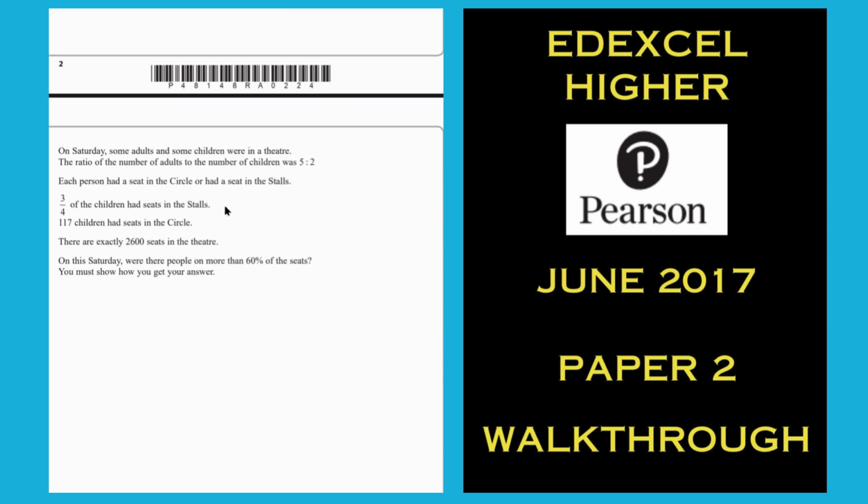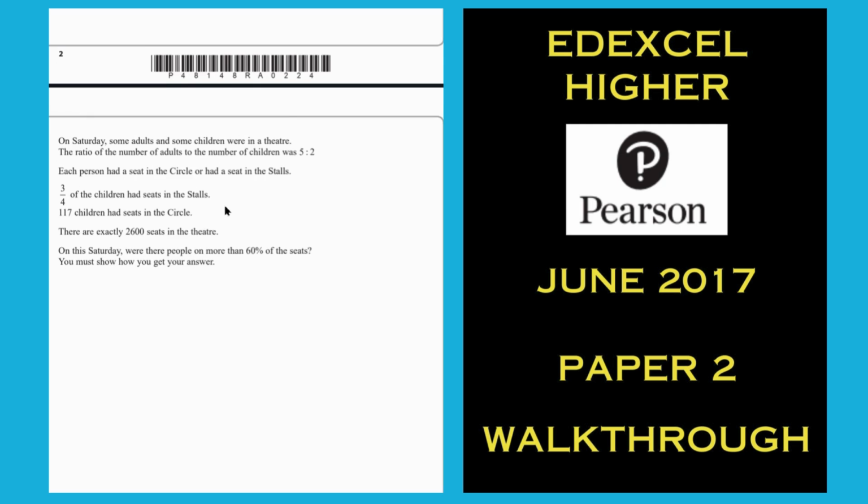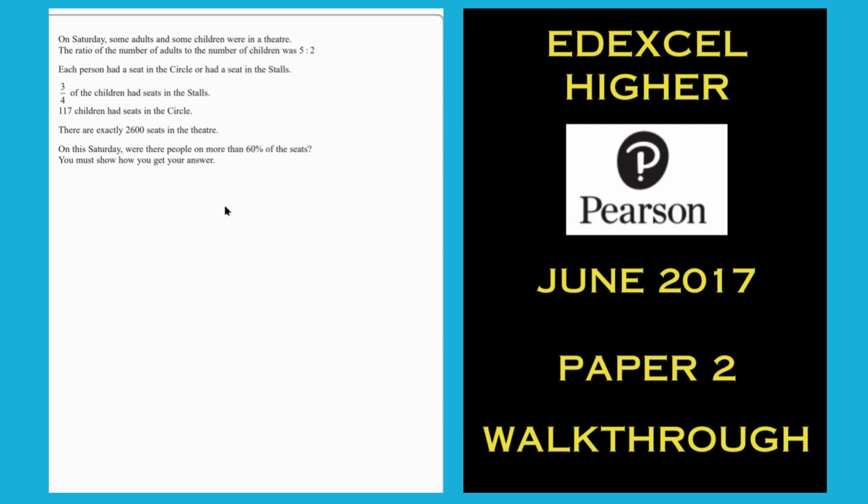Number 2, good old wordy, so keep it organised, try and make it as simple as possible. It's easy maths, but they are definitely trying to overcomplicate it. So what you've got, split it up. You've got adults on one side, you've got children, and we've also got circle as well, and they're in the ratio of 5 to 2. So you can either have seats in the circle or seats in the stalls.